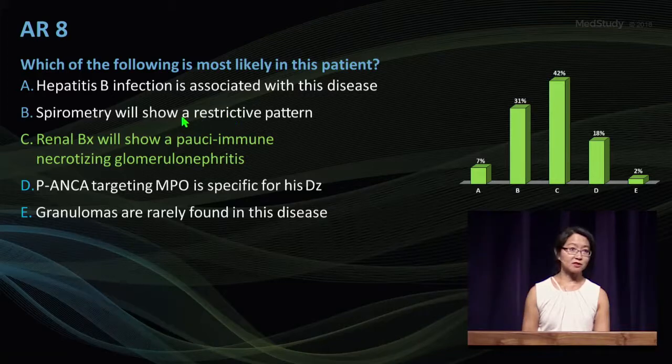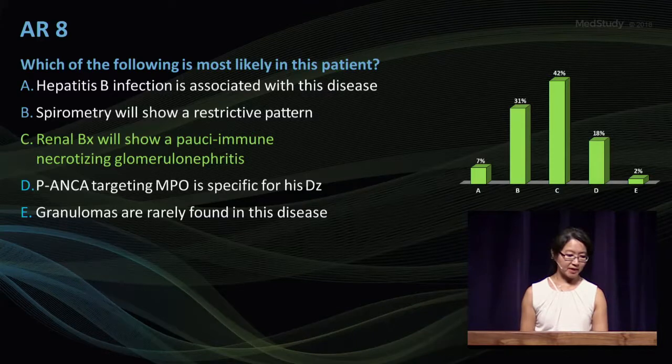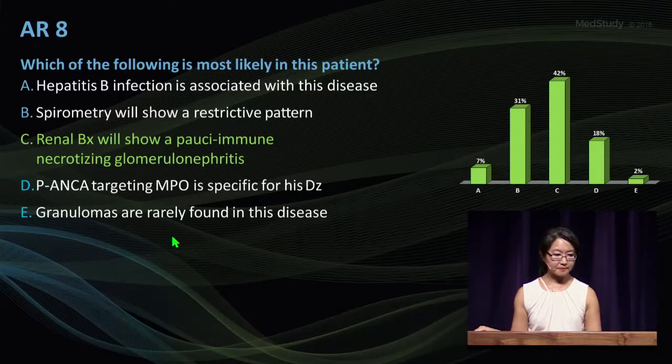Spirometry will show a restrictive pattern. So sometimes spirometry will be normal, but it typically will show more of a tracheal stenosis kind of pattern rather than restrictive. Renal biopsy, this is the correct answer. P-ANCA targeting MPO is specific for this disease. This is actually MPA, microscopic polyangiitis, and granulomas actually are commonly found in this disease.